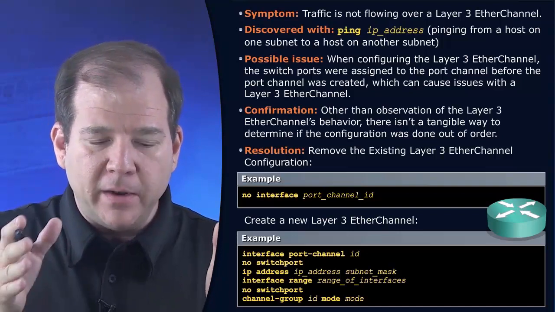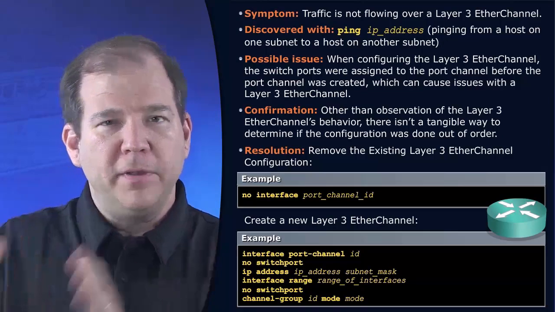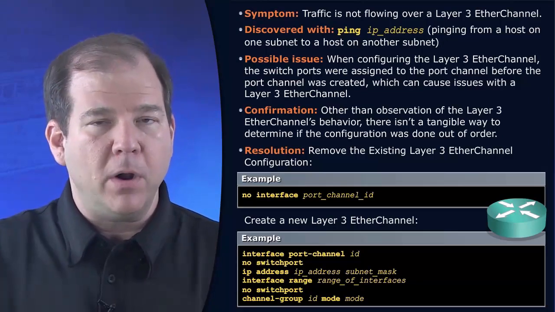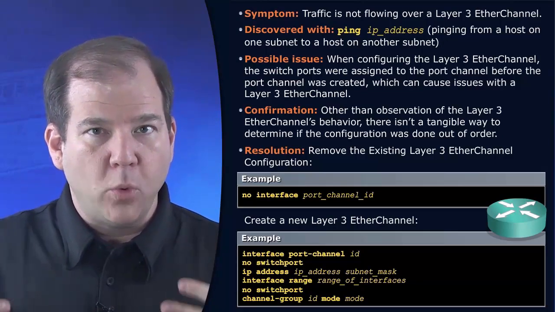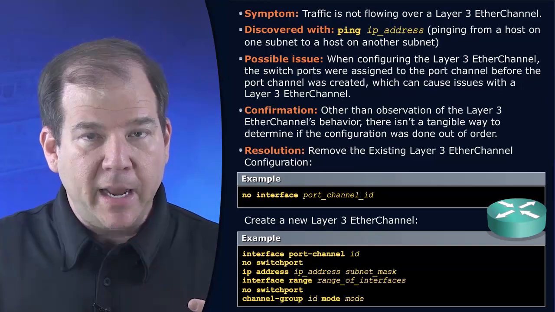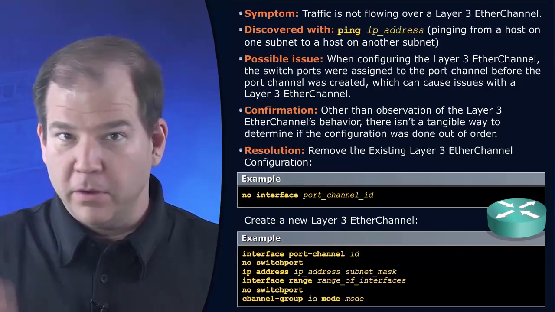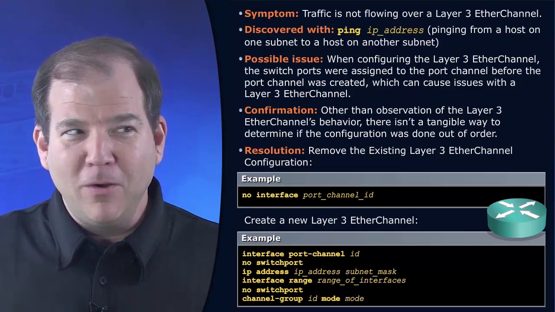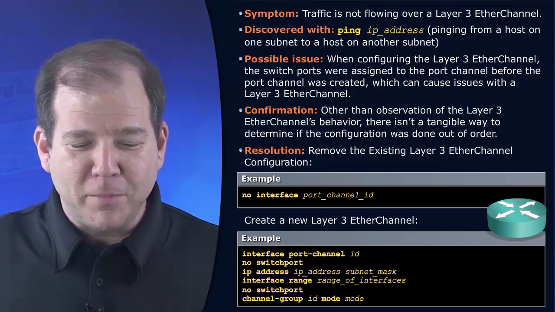interfaces and say that, all right, you guys belong to this port channel. You make them a member of the port channel before the port channel interface is ever created, and then you create the port channel. Well, you look at your running config, everything seems to be there. Why is this not working? All the pieces are in place.